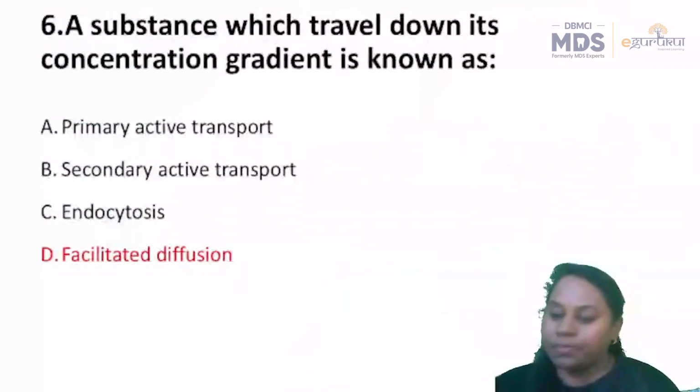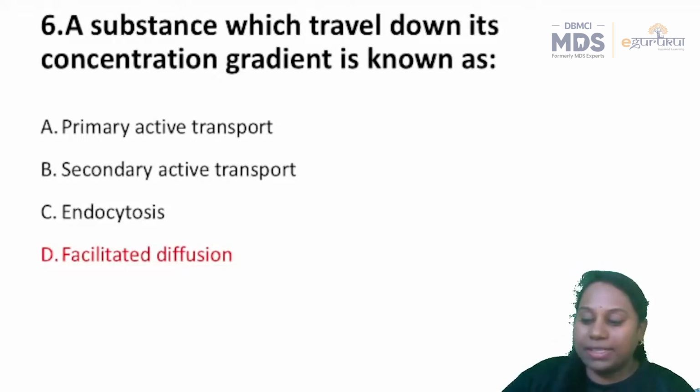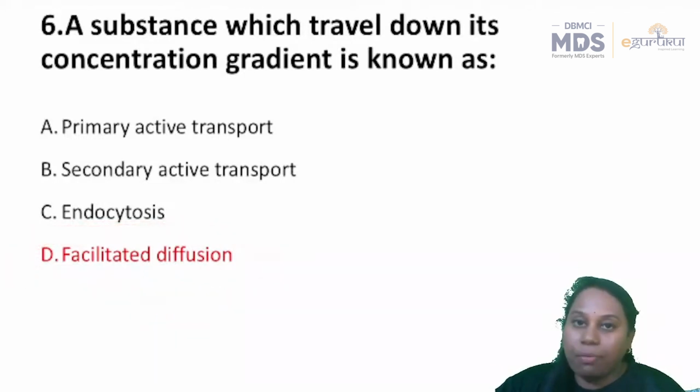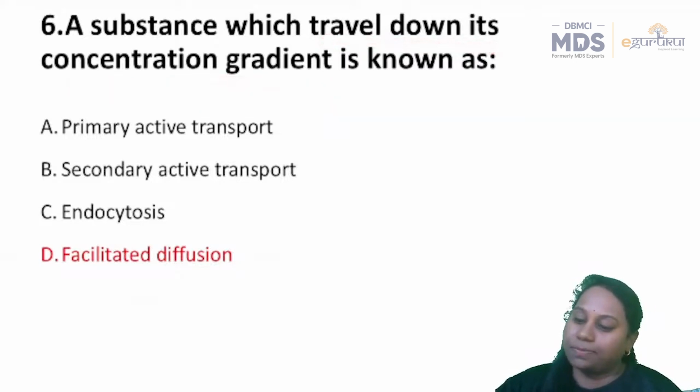Next question. A substance which travels down its concentration gradient is known as? Yes, just now we discussed facilitated diffusion. Facilitated diffusion is a type of passive transport. Down its concentration gradient means along the concentration gradient.